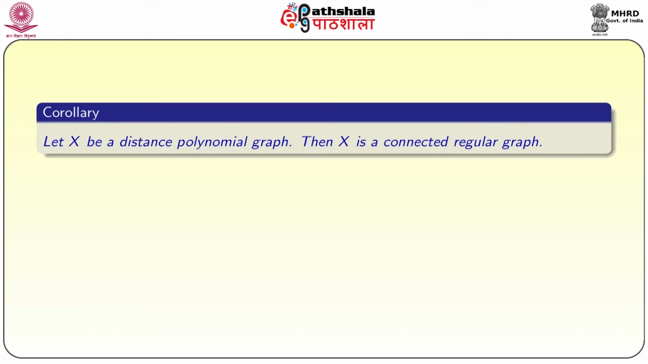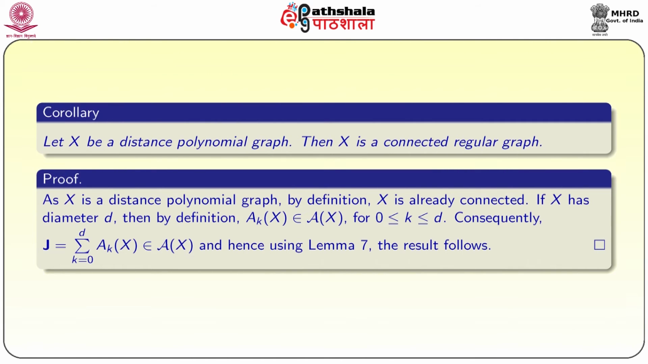Let X be a distance polynomial graph, then X is a connected regular graph. Recall that a graph is said to be a distance polynomial graph if every distance matrix is a polynomial in A. For this, the graph should be connected first. So, every distance polynomial graph is automatically connected. So, X is a distance polynomial graph, by definition X is connected.